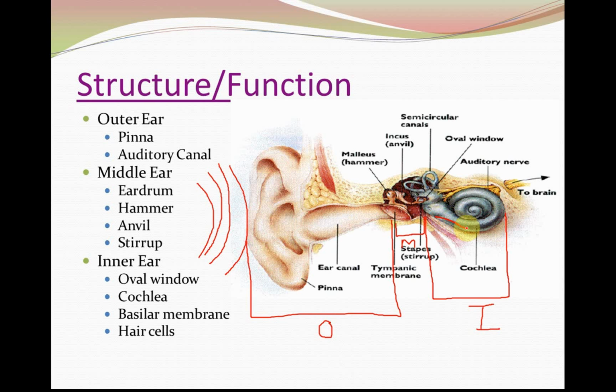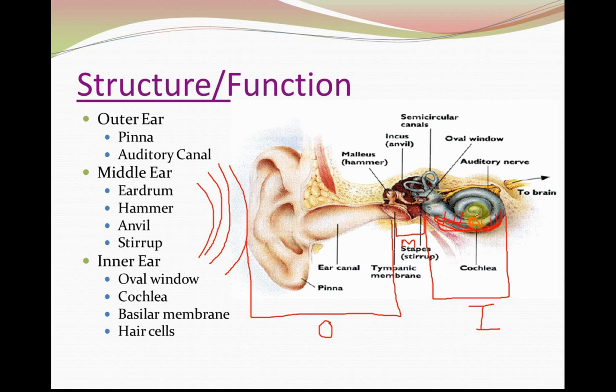Inside of this snail-like structure is what's called a basal membrane, and it's basically just a pad that has a bunch of hair cells on it. These hair cells are called cilia, C-I-L-I-A. By the way, the cochlea is filled with fluid, and the cilia bathe in that fluid. When the sound waves come into the cochlea, it vibrates the basal membrane, which then allows the cilia to create the transduction process.